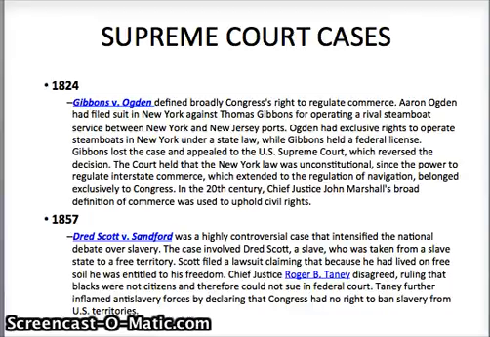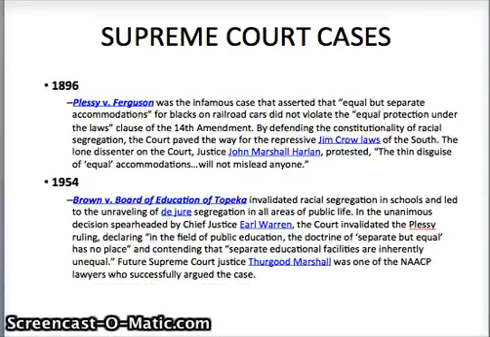In 1824, in Gibbons v. Ogden, it defined broadly Congress's right to regulate commerce. In 1857, Dred Scott v. Sandford, Dred Scott was a slave who was taken from a slave state to a free state and sued for his freedom. He failed. Roger Taney said that blacks were not citizens and therefore they couldn't sue in federal court. This would go on to be a major cause of the Civil War.